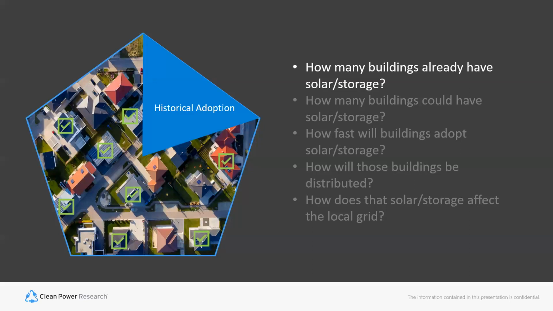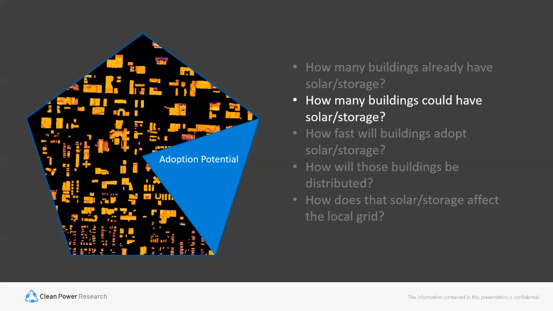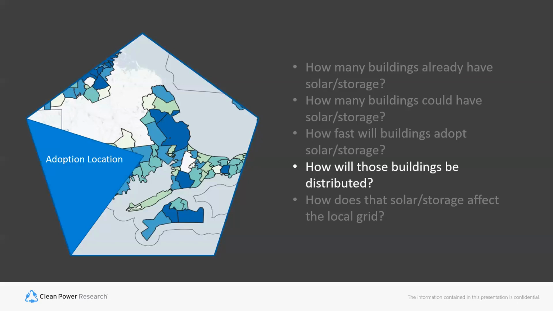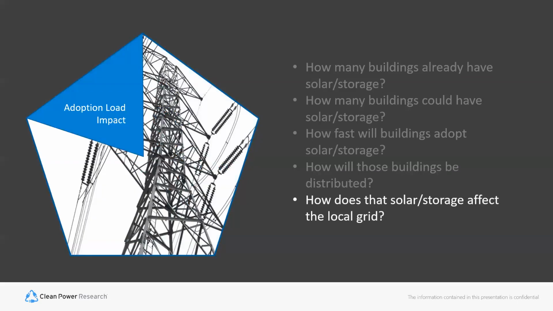Okay, so I'll be going through 5 different things that we think about, and the order we think about them. First of all, historical adoption. How many buildings already have solar and storage? Then we take that, that's where we're starting. Then we want to know the adoption potential. How many buildings could have solar and storage? We need to know how those lines connect, how fast that happens, and where will they be? And then, of course, I'll talk just a little bit about how that affects the local grid.